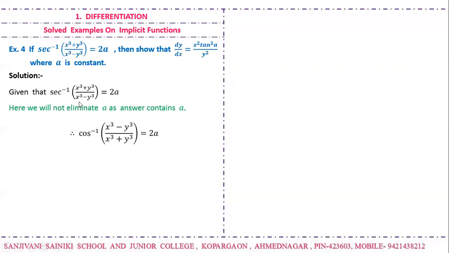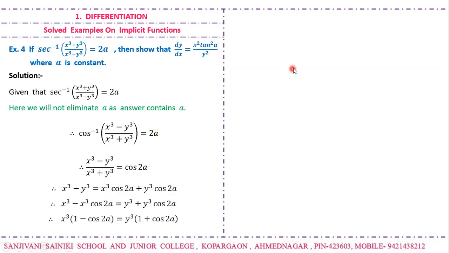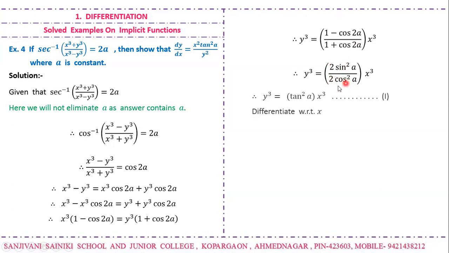So after taking the reciprocal, we get cos inverse of (x^3 − y^3) upon (x^3 + y^3) is equal to 2a. So we will take this cos to that side and then multiply this x^3 + y^3 to cos 2a. Then simplify it, then we group the terms of x^3 together and y^3 together. From that we will calculate our y^3. It is (1 − cos 2a) upon (1 + cos 2a), but 1 − cos 2a is 2 sin square a and 1 + cos 2a is 2 cos square a. 2 will cancel and we get tan square a.